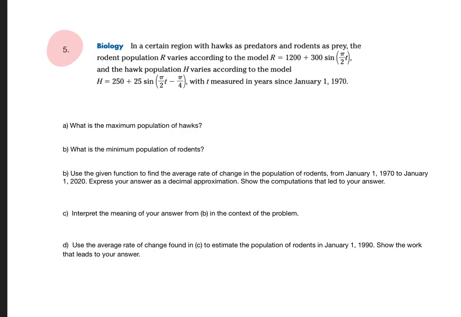Now you're going to find what's the maximum of the hawks, what's the minimum of the rodents, and then I talk about, like, use the given data or the given function to find the average rate of change from a specific year to a specific year, interpret the meaning, and then use the average rate of change to predict it. So all of that would be calculator based. You don't need a calculator for A and B, but the rest you use it.